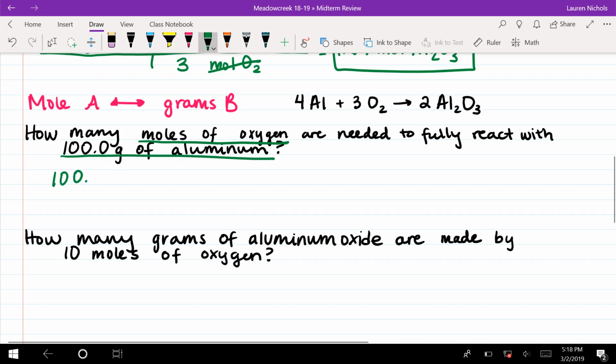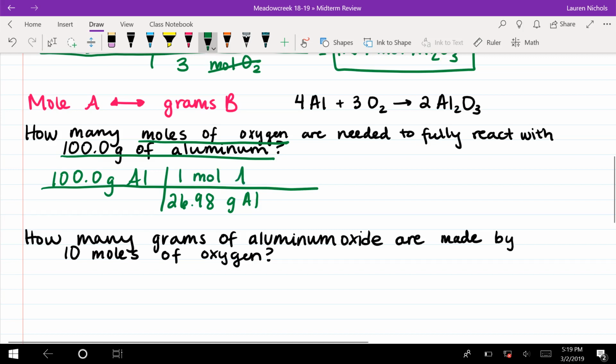If I have 100 grams of aluminum, we just set up our T-chart and follow our pattern. Grams of aluminum goes on the bottom. I remember from Unit 7 that anytime we have grams in a T-chart, we go to our periodic table for our molar mass. The molar mass of aluminum is 26.98, and that is always equal to 1 mole of aluminum.